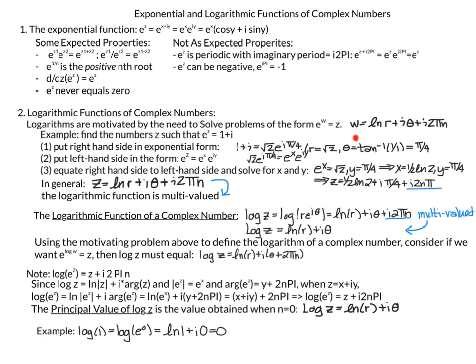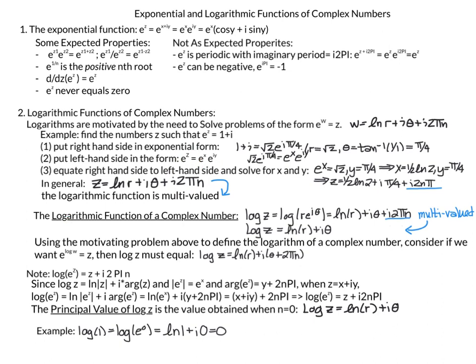So this was how we solved this particular example, and the general form which we also solved would give us natural log of r plus i theta plus i 2 pi n. And again, this is a multi-valued function, and that's the big difference between real and complex logarithms. Here we can have multiple values because of the periodicity.